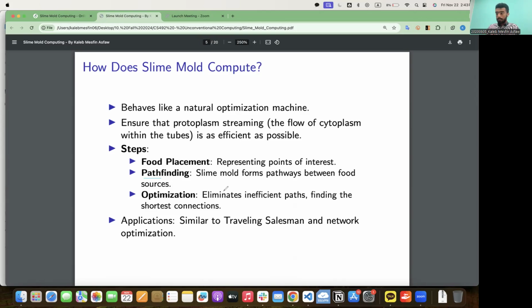The slime mold, as I explained, interacts with its environment and forms optimal and efficient pathways between its food sources. And it does so in many ways that we will see, but for example, one obvious method that the slime mold was seen to use was laying out all the possible pathways and then eliminating inefficient paths, which are not the shortest to the destination. So how does it do that? We will see in detail later.